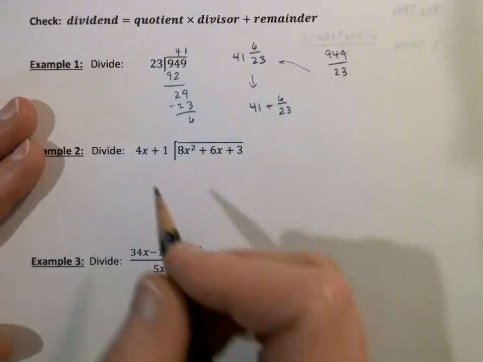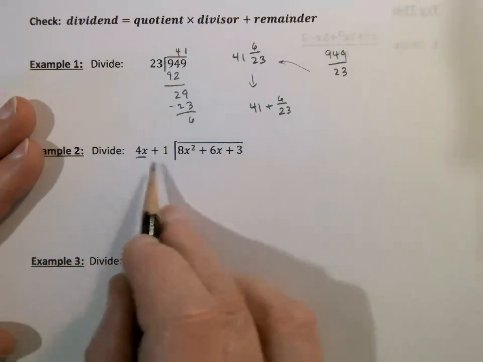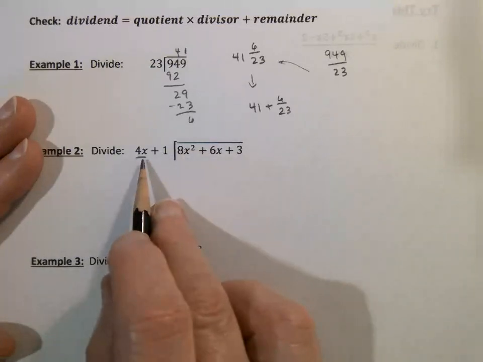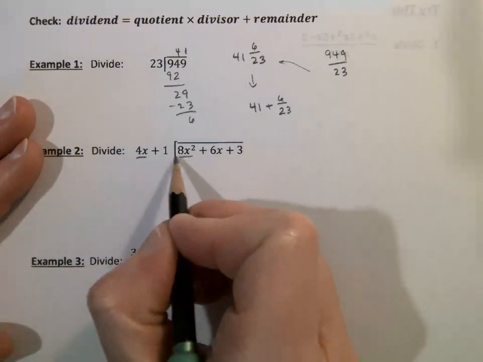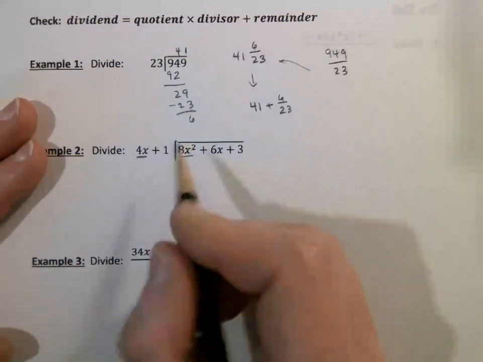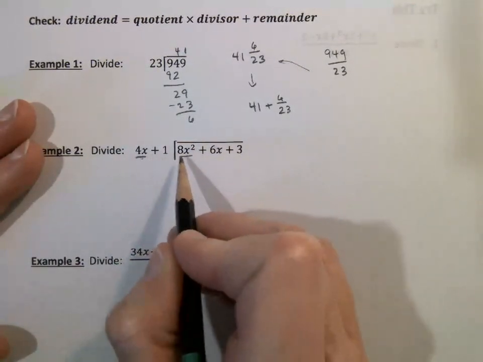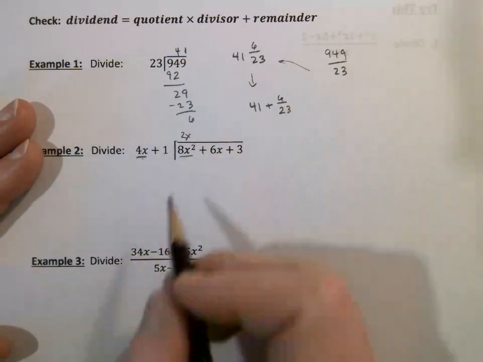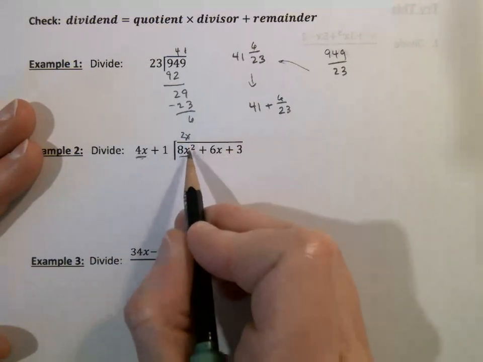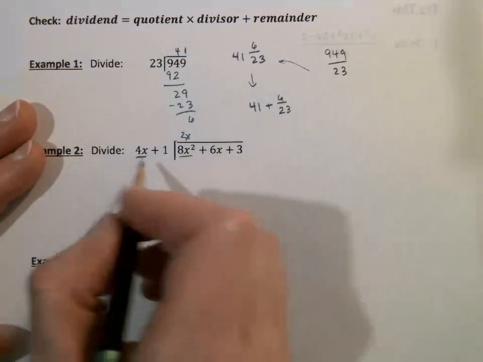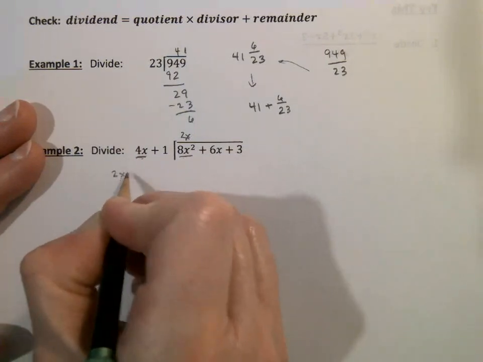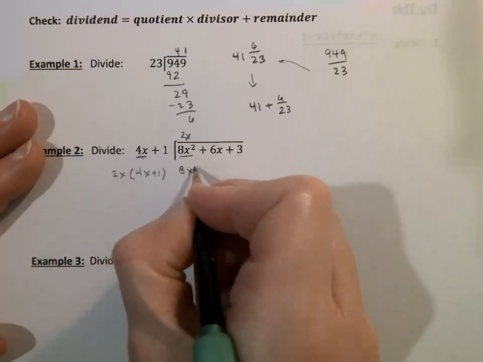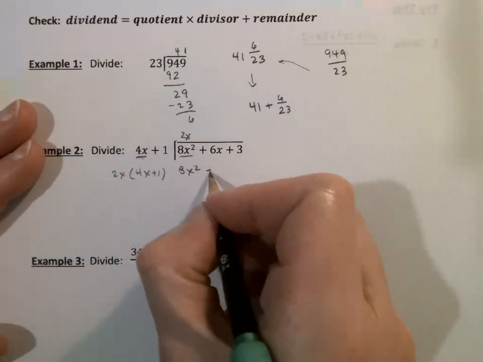All right, so here's how this works. You take your first term. First of all, make sure everything is in descending order: your divisor in descending order, your dividend in descending order. Then you look at your first term in your polynomial and you say, what would I have to multiply by 4x to get 8x squared? Well, I would have to multiply by 2x. 4x times 2x gives me 8x squared, because we want to get rid of this first term. So 2x times 4x plus 1 gives me 8x squared plus 2x.